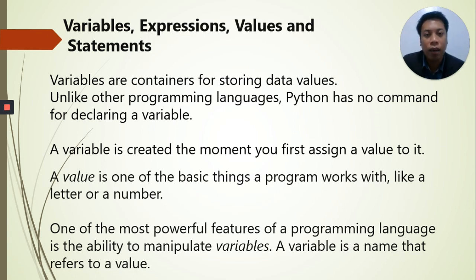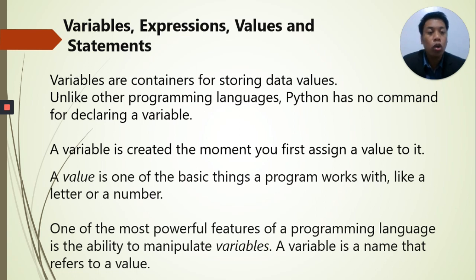In other programming languages, when we use a variable, we declare if the variable is an integer, a string, a boolean, and so on and so forth. But when it comes to Python, we don't do that. We will see that later when we do our hands-on. A variable is created the moment you first assign a value to it. And a value is one of the basic things a program works with, like a letter or a number.